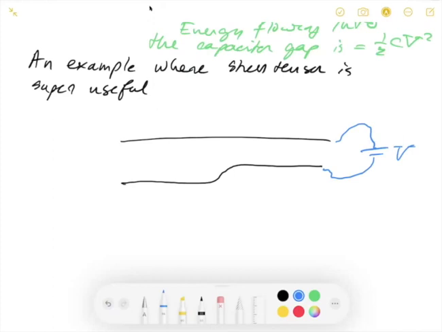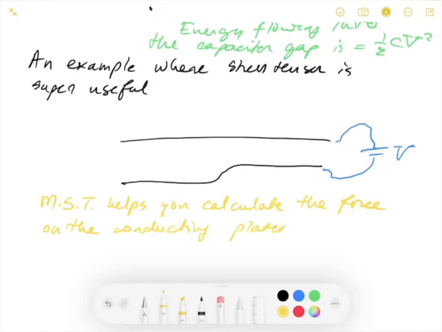And now the Maxwell stress tensor helps you calculate the force on the conducting plates without knowing the charge distribution.